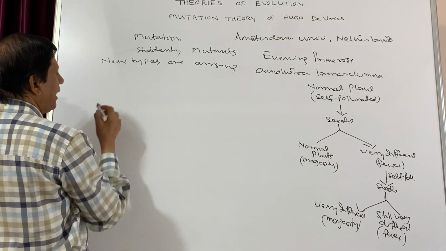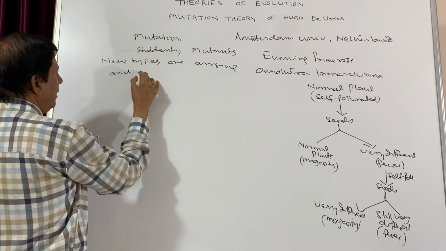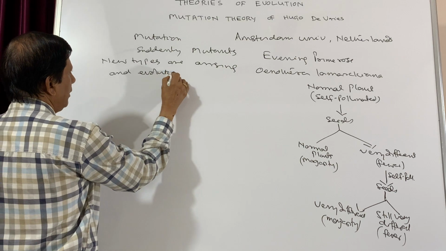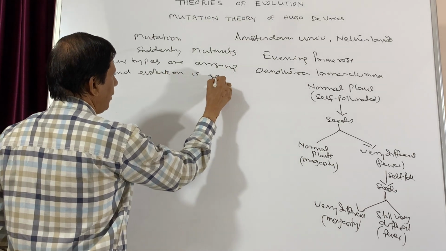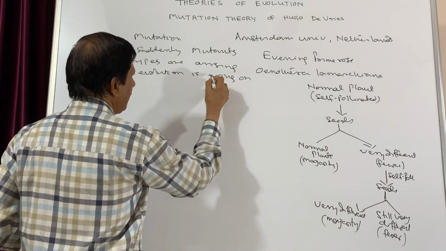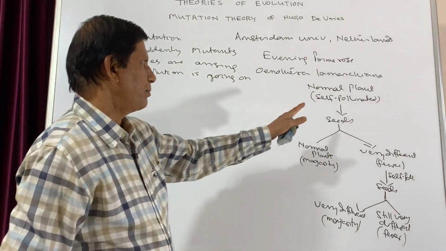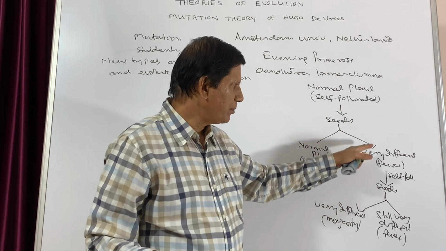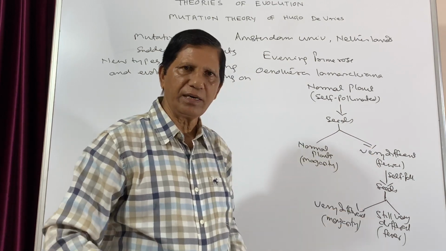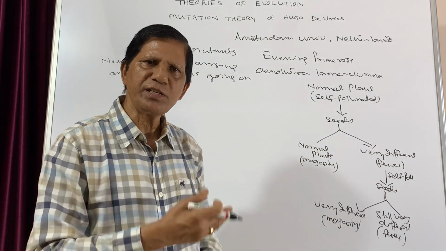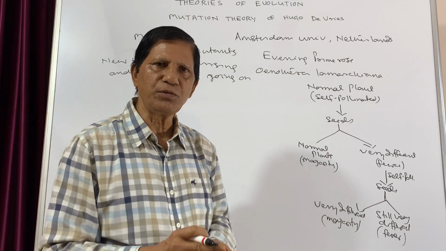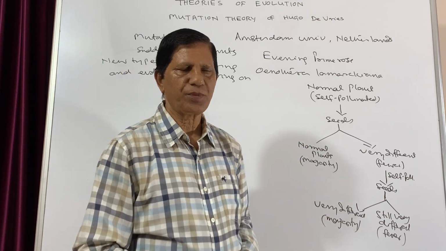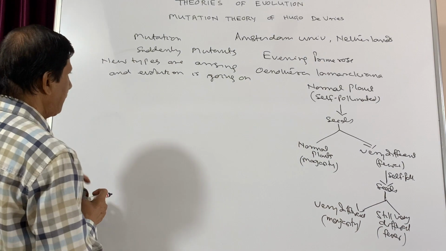So in this way he found that new types are arising, and evolution is going on. That means from one plant, very different plants arose. When those plants are self-pollinated, again very different plants arose. That means evolution is going on. It is due to mutations. So in this way he explained.